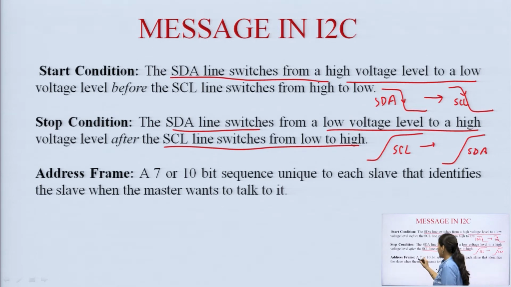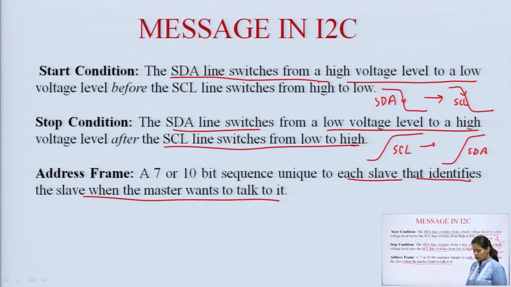Address frame: a 7 or 10 bit unique sequence for each slave that identifies the slave when the master wants to talk to it. So, the address frame is basically the 7 to 10 bit sequence which is sent from the master to the slave side to identify a particular slave which it wants to select.